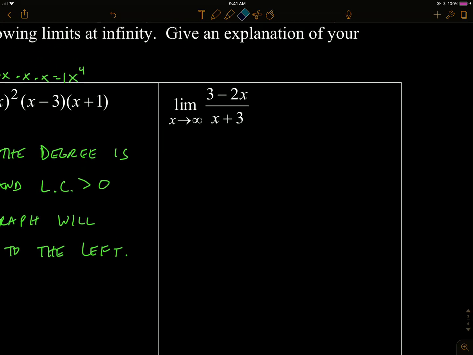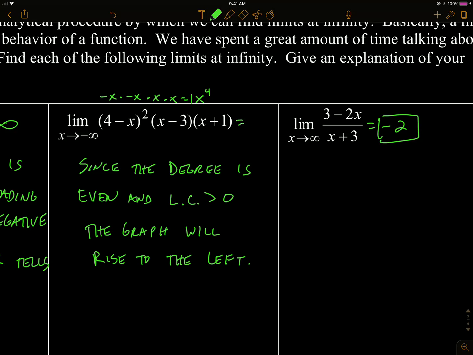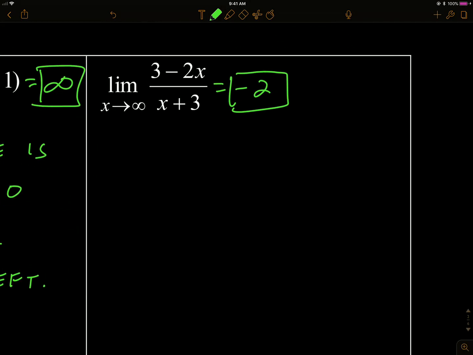All right, now we're looking at one that's not a polynomial. What do we do about end behavior when it's not a polynomial? Well, I know that this one is going to be equal to negative 2. Did I actually write an answer in here? I didn't. So since it rises to the left, the answer is infinity. Okay, sorry, back to this. I know this one's negative 2. How do I know that?